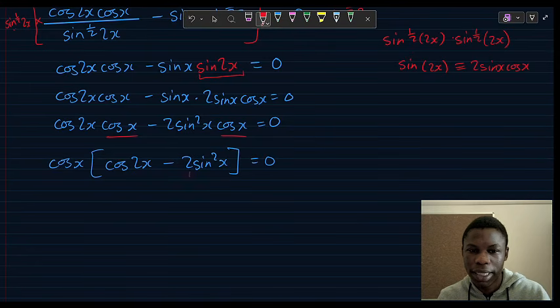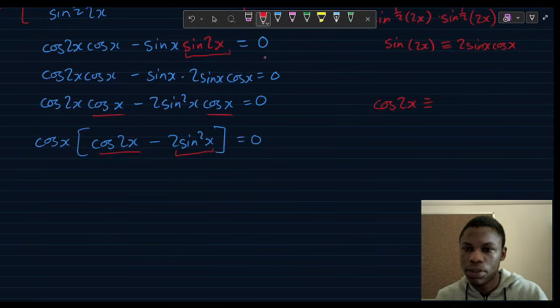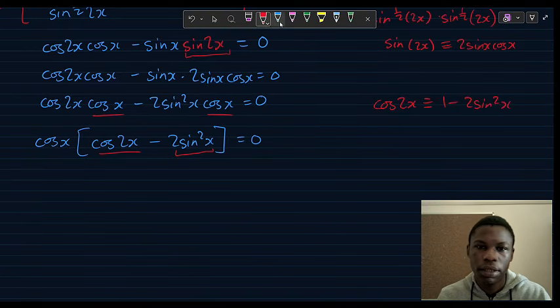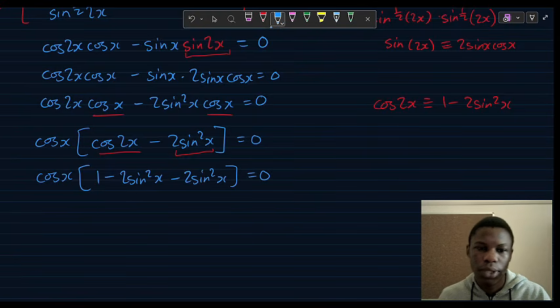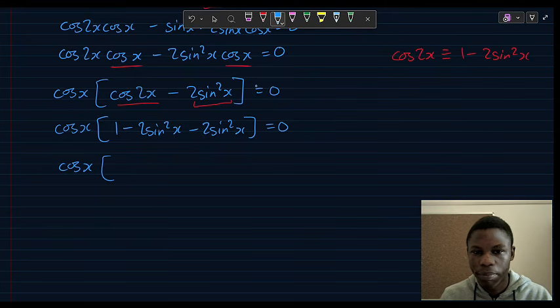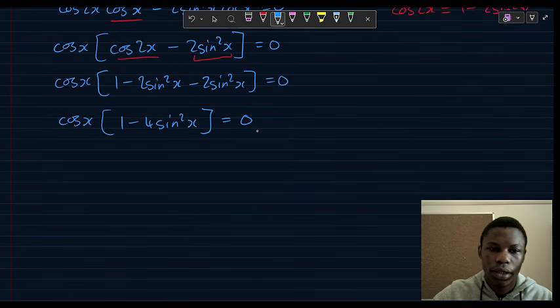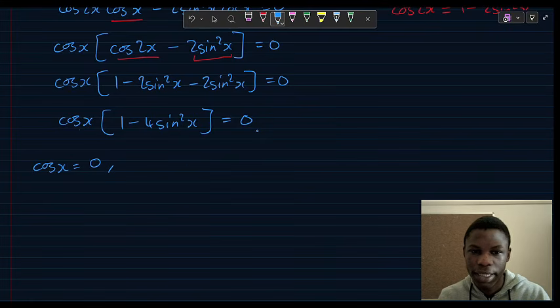Now I see that my expression has sine squared x, so it makes sense for me to use the cosine 2x identity that only has sine squared x. So I'll use cosine of 2x is identical to 1 minus 2 sine squared x. So cos x times cosine of 2x, that's 1 minus 2 sine squared x, minus this 2 sine squared x, and this is all equal to 0. And so we've got cos x, and this is being multiplied by 1 minus 4 sine squared x, and this is equal to 0. So we have that either cosine of x is 0, or that this bracket here is 0.